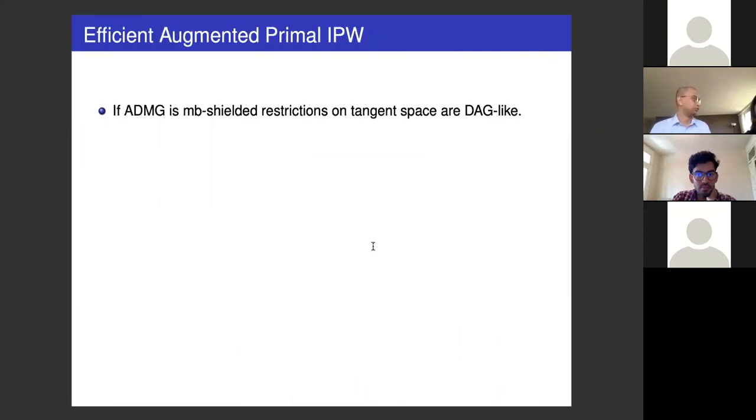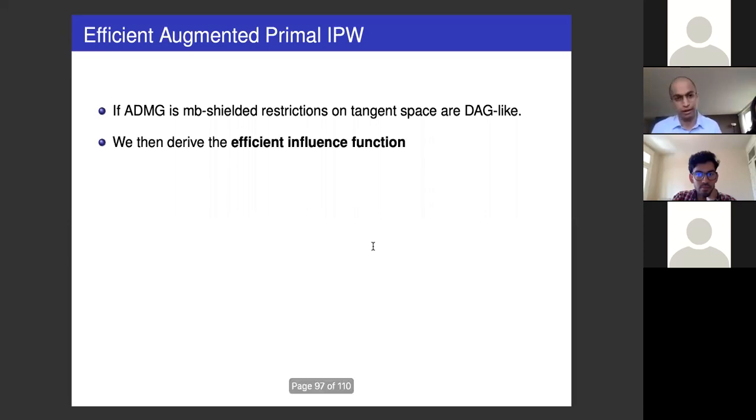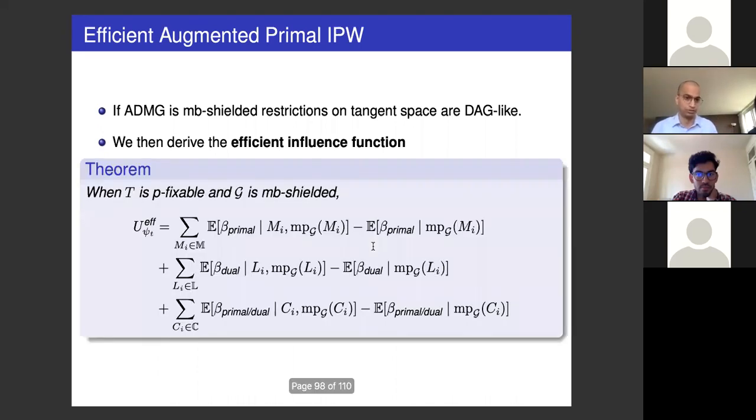So let's get into the efficient augmented primal IPW. Recall that Razieh said when an ADMG is Markov blanket shielded, the restrictions on the tangent space resemble those of a DAG. And so under these conditions, when the ADMG is Markov blanket shielded, we derive the efficient influence function for augmented primal IPW, and it looks almost the same as what we presented on the previous slide.